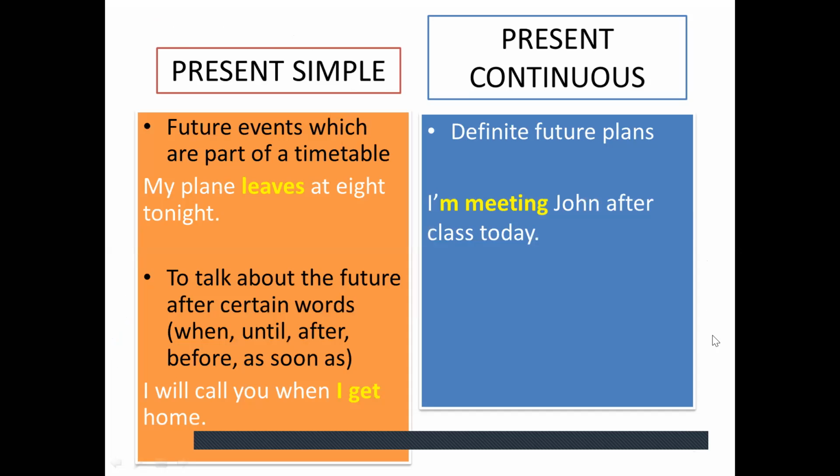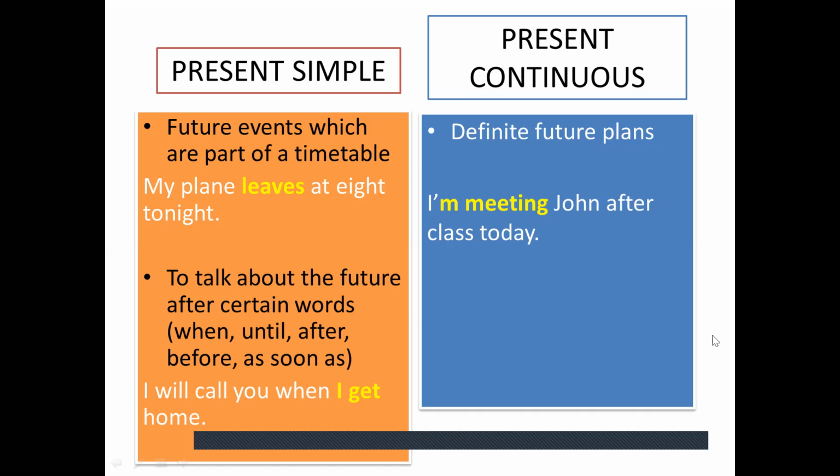And well, present simple and present continuous can also be used to talk about future events. Here, the present simple tells future events which are part of a timetable or schedule. For example, my plane leaves at 8 tonight. Well, it's scheduled that the plane leaves at 8 tonight.